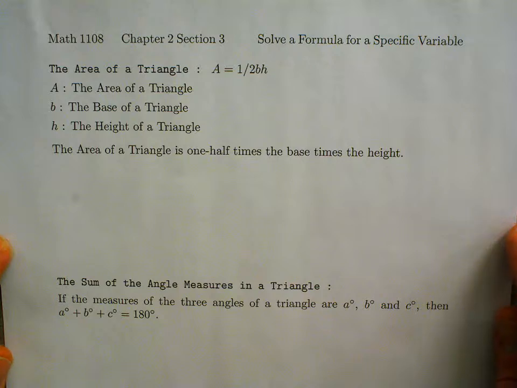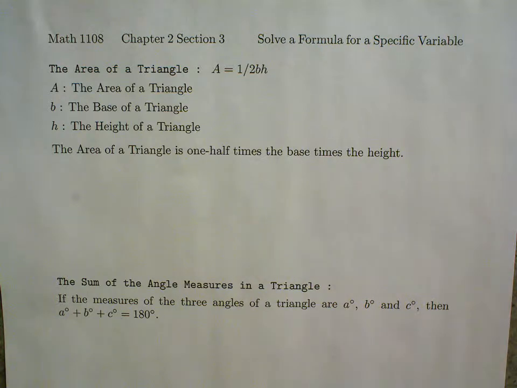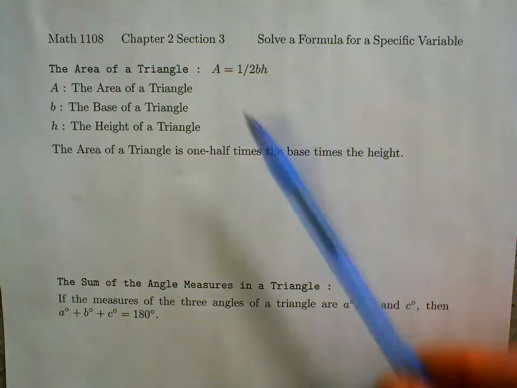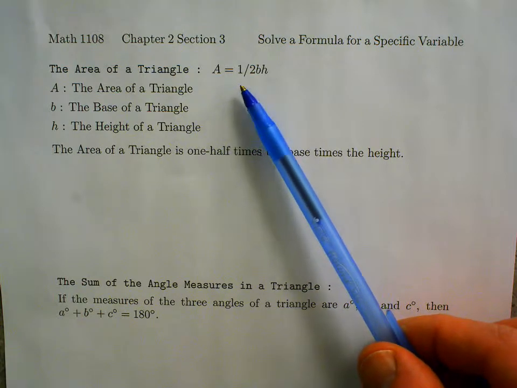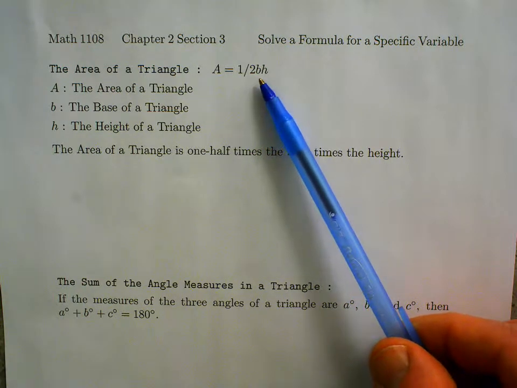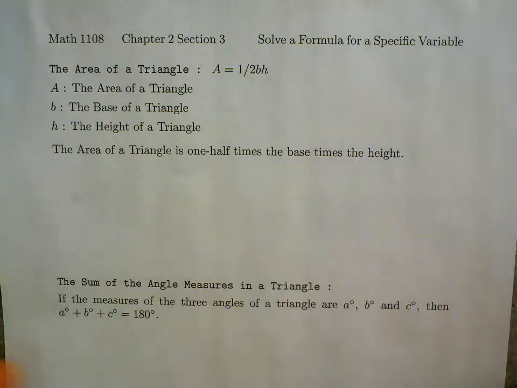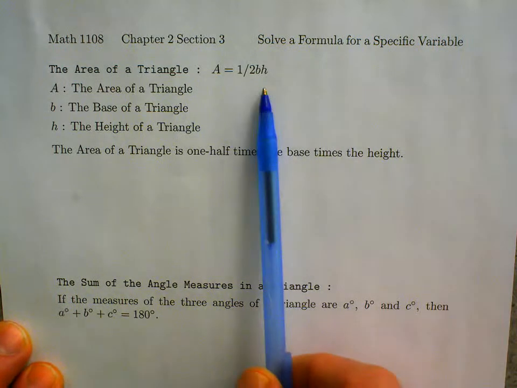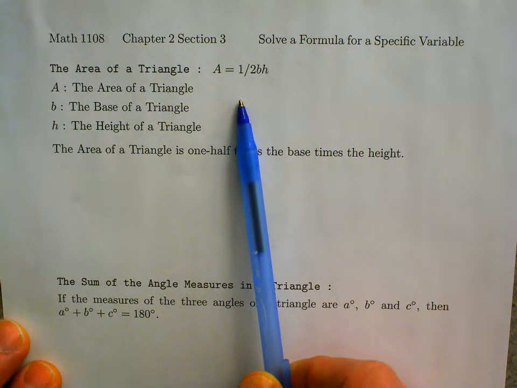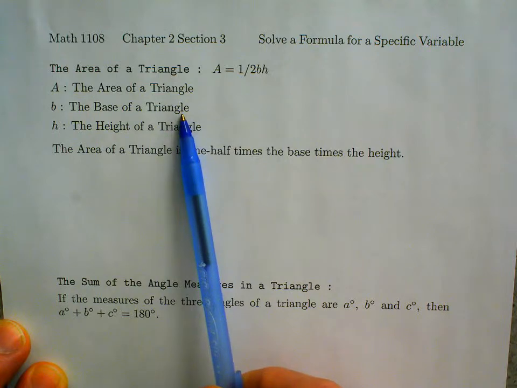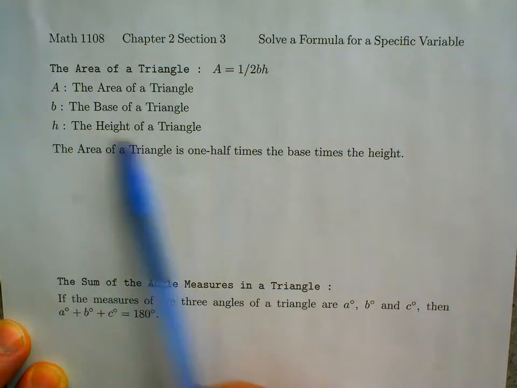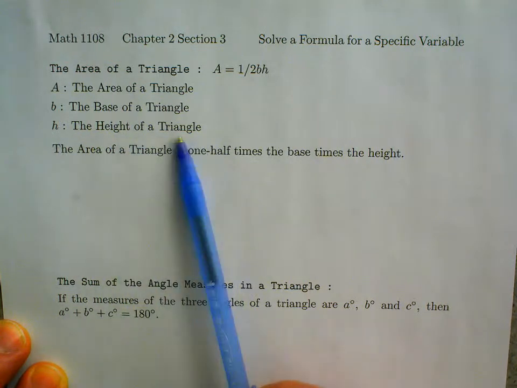The area of a triangle. This is the formula for the area of a triangle. Capital A equals 1/2 times B times H. So in this formula, capital A represents the area of a triangle. B represents the length of the base. And H represents the height of the triangle.